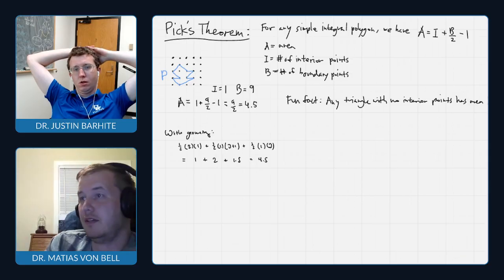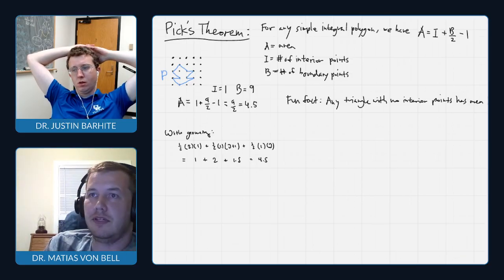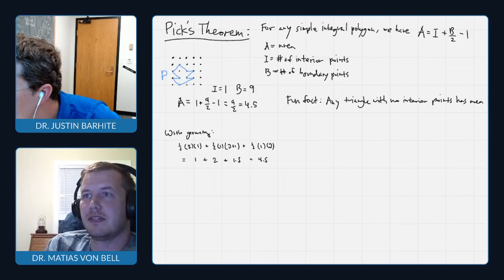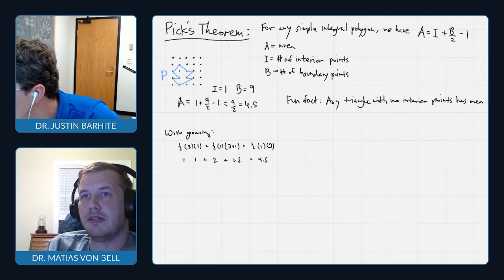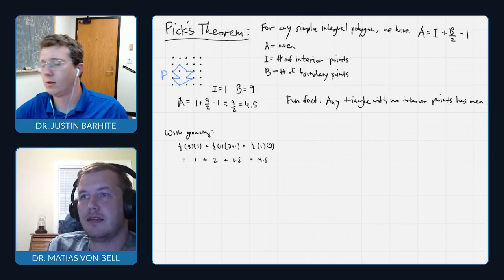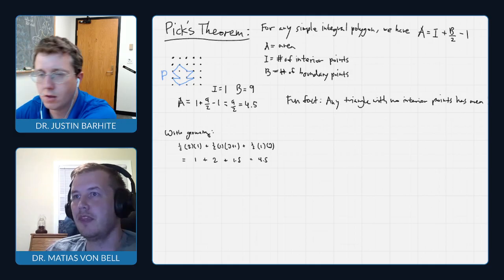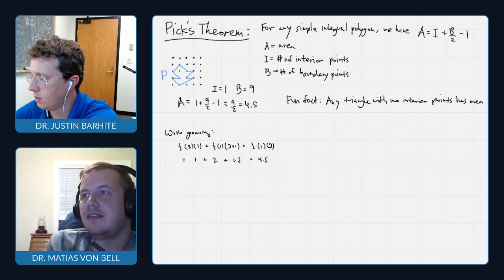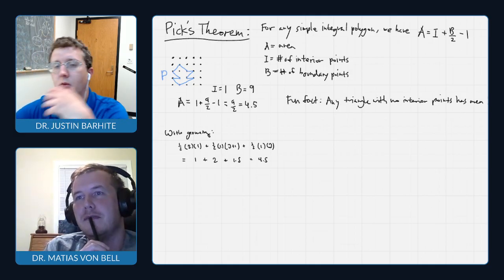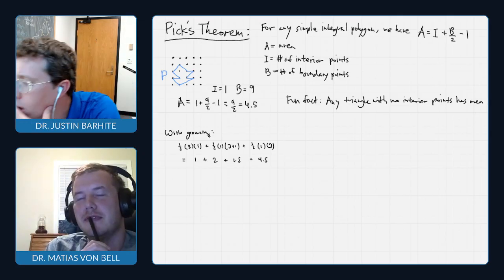Yeah. So you can, of course, do very complex integral polygons, and the area will always be counted by this formula, as we shall see. But one reason I like this theorem too is the proof.